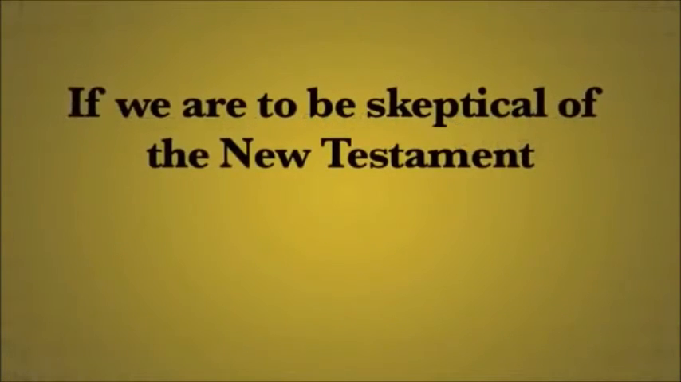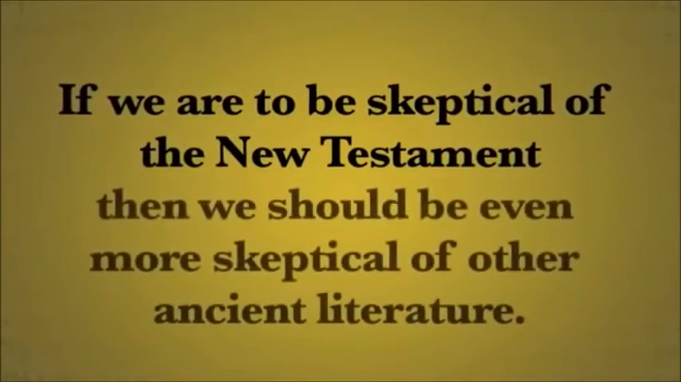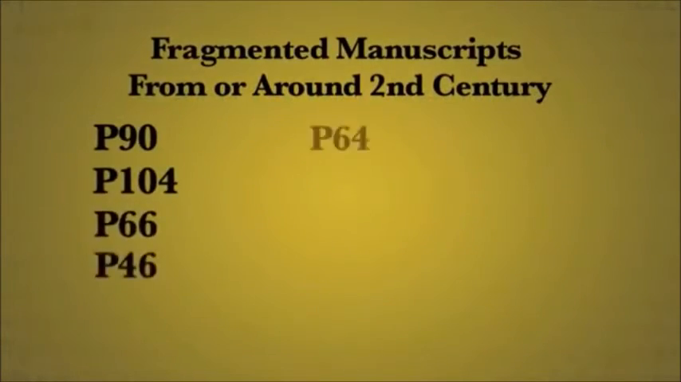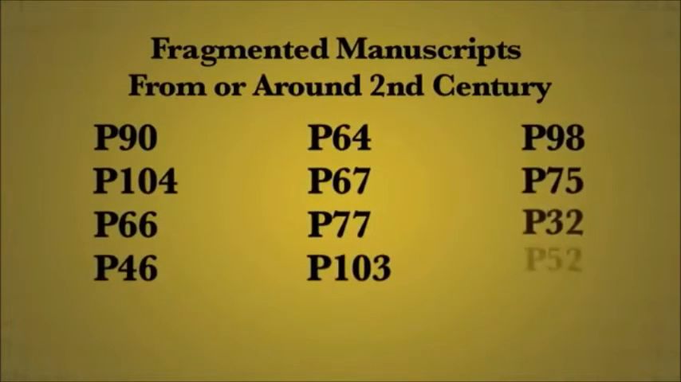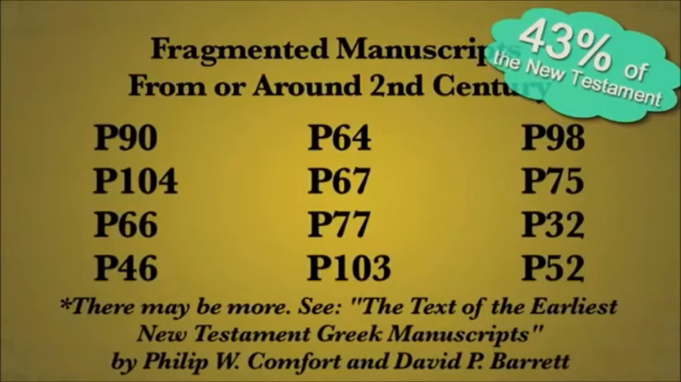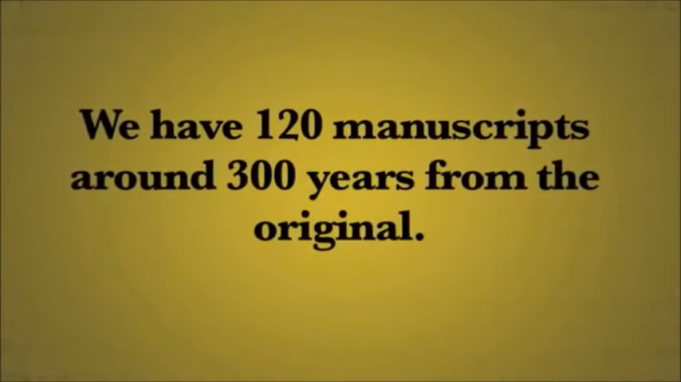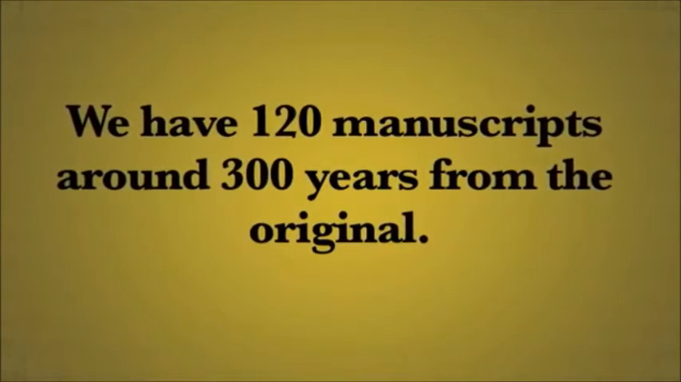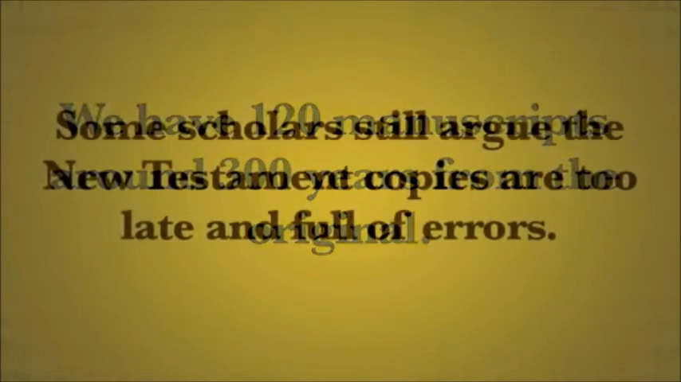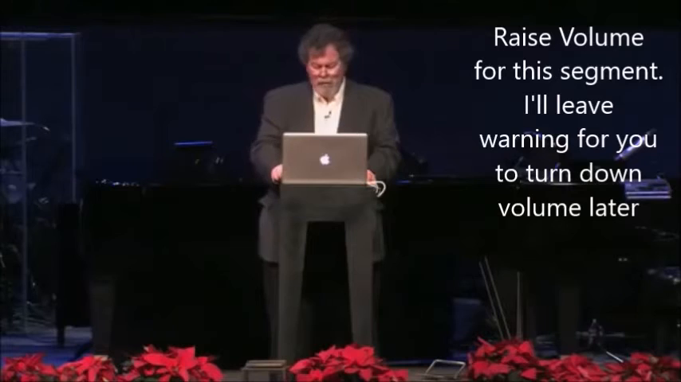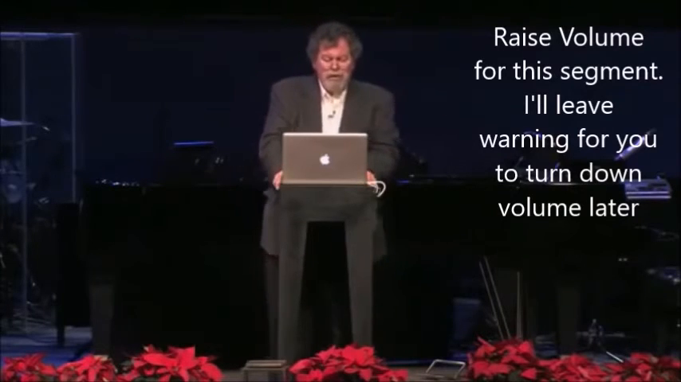So if we are to be skeptical of the New Testament, then we should be even more skeptical of other ancient literature. In fact, we have about a dozen fragmented manuscripts dating to around the 2nd century, which represent about 40% of the entire New Testament, and we have 120 manuscripts around 300 years from the original, which is incredible compared to other ancient documents. But despite this, some scholars still argue the New Testament copies are too late and full of errors. Well, how does this compare to other ancient literature?